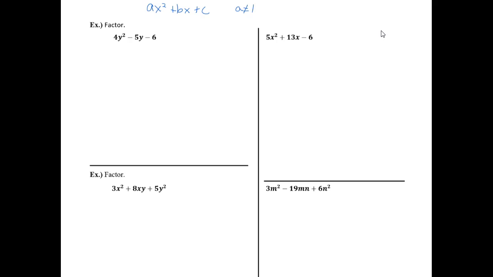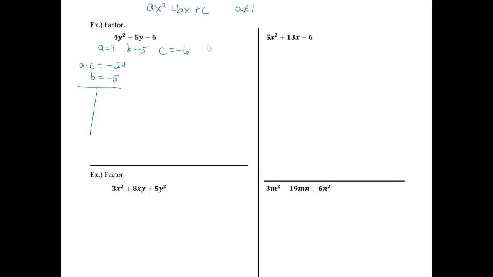For example, let's look at this example on the left, where a equals 4, b is a -5, and c is a -6. So I start by assessing if there's a GCF. There's not. I have my a, b, and c, and this time a is not 1. So remember in previous videos I said we wanted factors that multiply to a times c. So now a times c, I actually have an a other than 1. So 4 times a -6 would give me -24. And I still needed to add up to my middle term, which was -5.